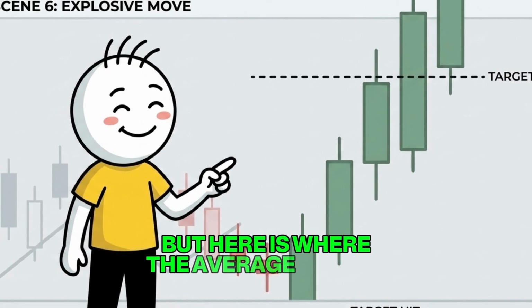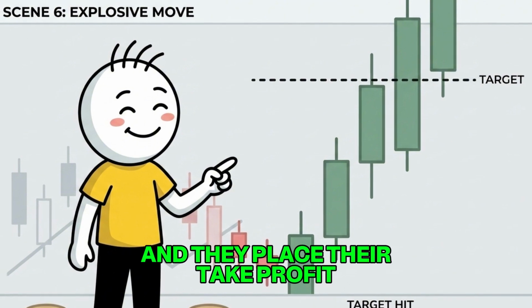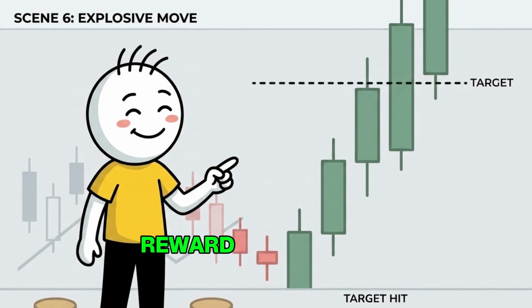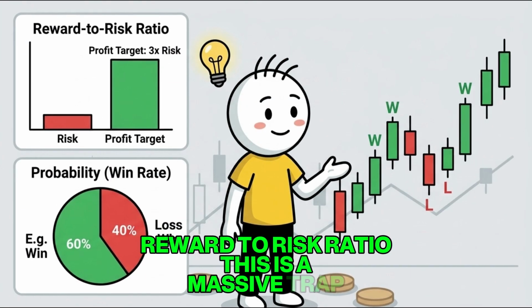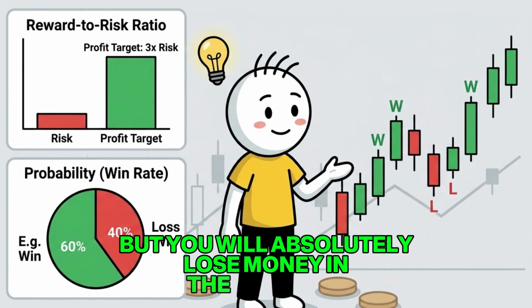But here is where the average trader goes wrong. They get scared or impatient and they place their take profit far too close to their entry, giving the trade only a basic 1-to-1 reward to risk ratio. This is a massive trap. Sure, you might win this specific trade, but you will absolutely lose money in the long run.